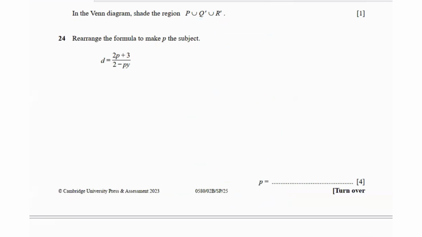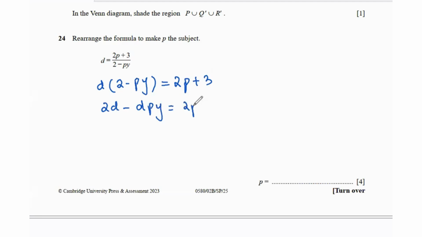Then it says rearrange the formula to make P the subject. So let's first cross multiply to get rid of the fraction. So D times 2 minus PY equals 2P plus 3. So that's 2D minus DPY equals 2P plus 3.